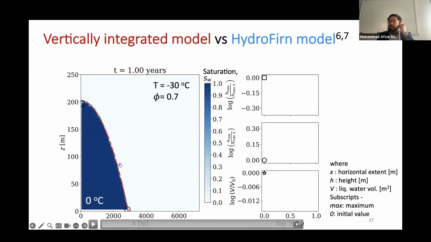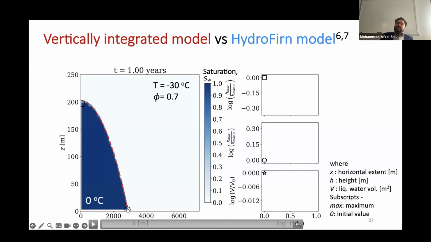Everything blue on this slide comes from the hydrofirn model, and everything red, for example, this dashed line, comes from the vertically integrated model. On the right, the top panel shows the logarithmic ratio of maximum height of this firn aquifer, shown here by a square, black in color, hard to see. I'm sorry about that. With respect to its initial value. So that's that, and it starts from 0 because there's a logarithm of that.